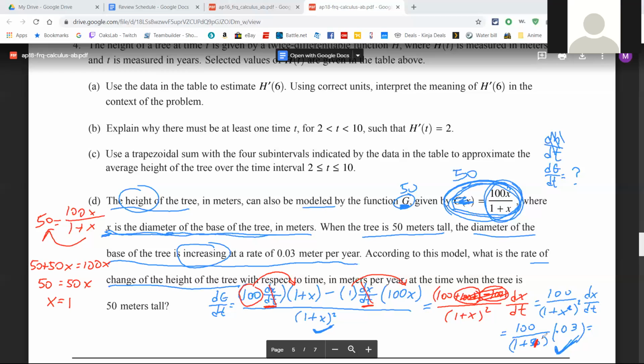All right, you gotta watch out for that one. Because just because they gave you the tree is 50 meters tall, you didn't actually think about what the 50 represents. That's actually for G, because the tall is height, which is G, not X. All right, so you gotta watch out for that one. You have any questions? No. Okay, so let me clear this right here.